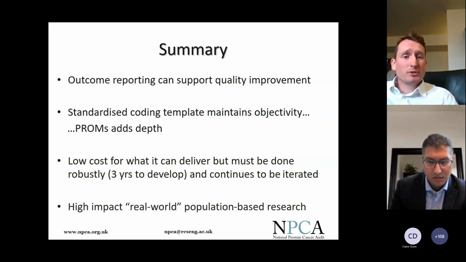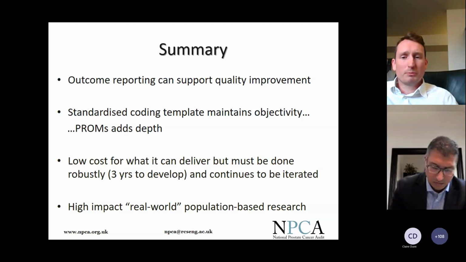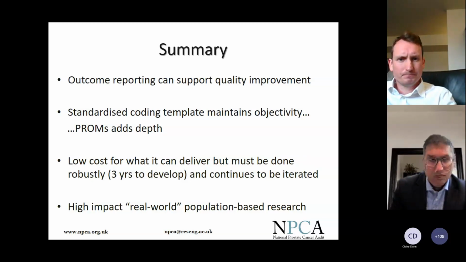And finally, we can use these indicators to produce high impact, real world population based research. So thank you.